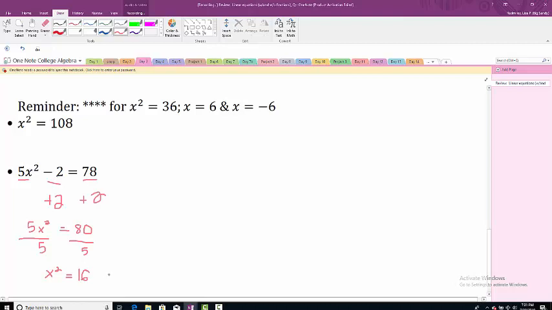And that means we take the square root of both sides, and we remember that because we're using square root as an opposite operation, our answer is positive or negative. And so x equals positive or negative 4. And that's our solution for x.